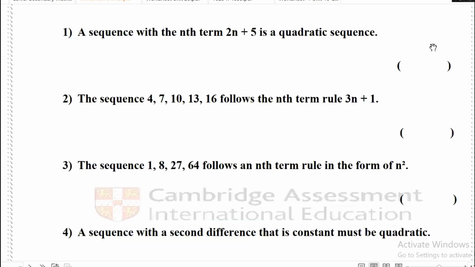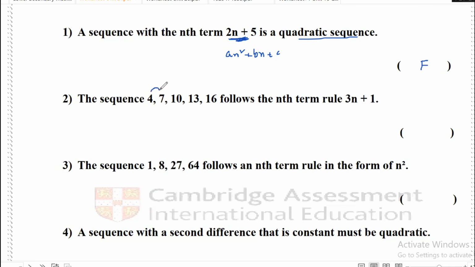Next we have true false questions. A sequence with nth term 2n plus 5 is a quadratic sequence. Remember, the general form of a quadratic sequence is an square plus bn plus c. This is the general form. So n square must be there. So this is linear, it cannot be quadratic. So it's false. Then the sequence 4, 7, 10, 13, 16 follows the nth term rule.